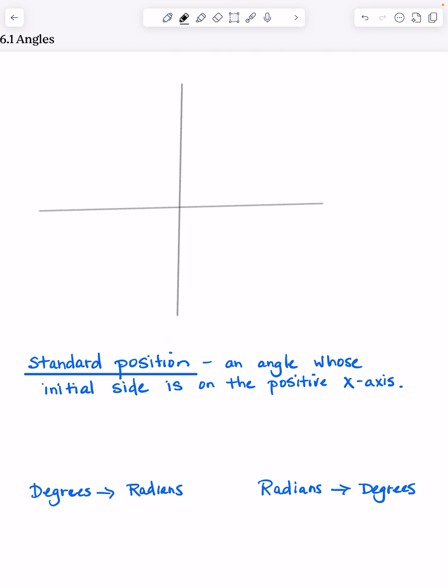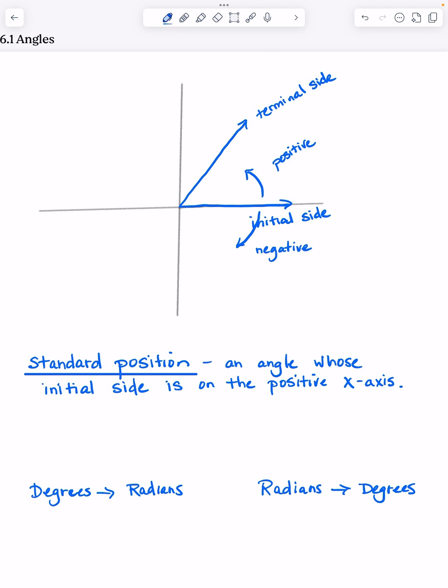So here we go. When I talk about an angle, I have an initial side. So an angle is two rays. So you have an initial side, and you have a terminal side, where that second ray is, and that's where the angle ends. And if you start on the initial side and go counterclockwise, then we would say it's a positive angle. If you start on the initial side and go clockwise, the other direction, that's going to be a negative angle.